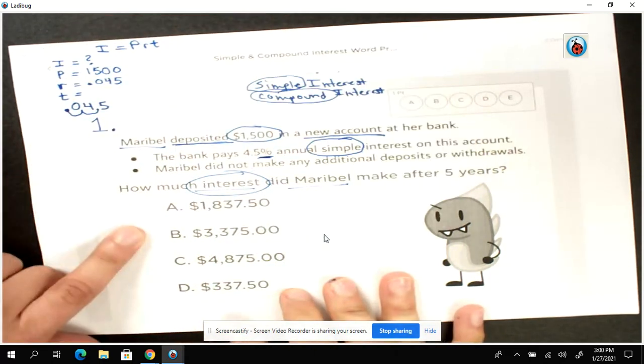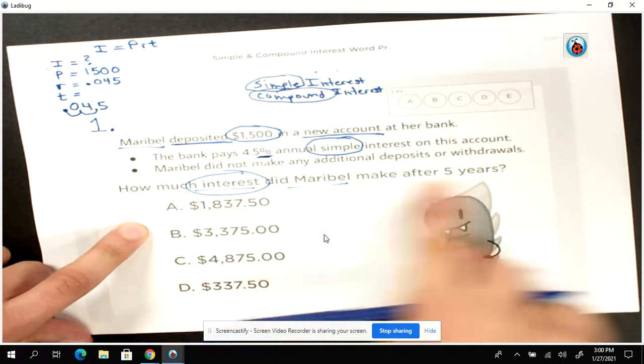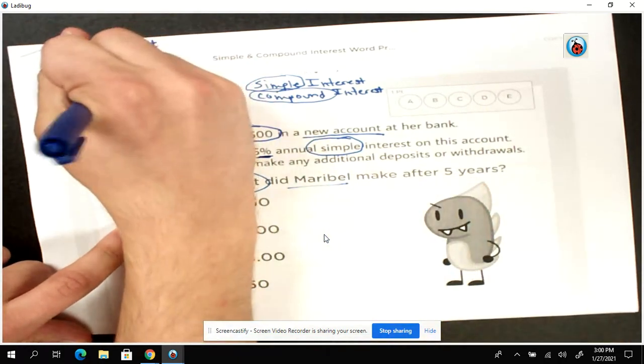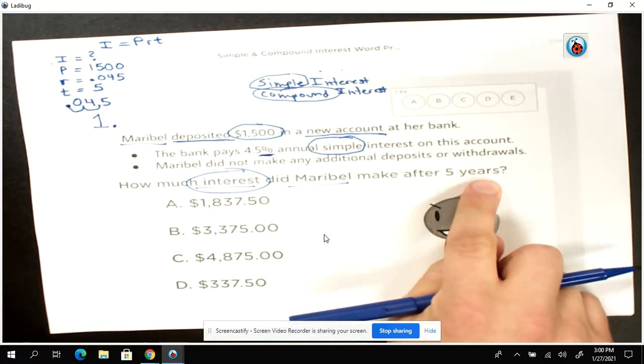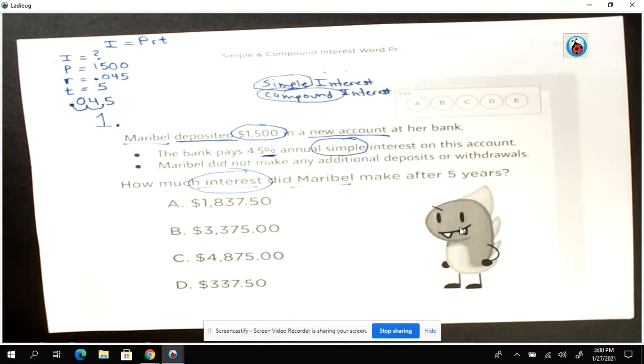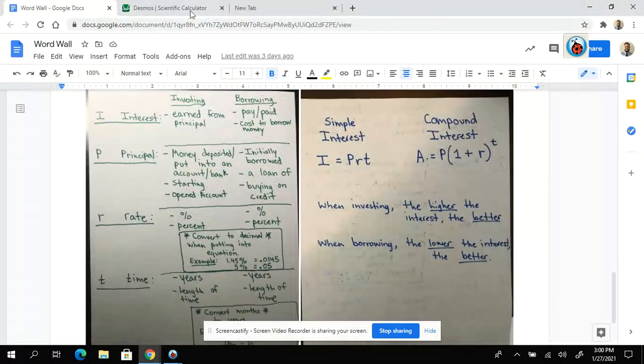The T is how long the interest is earned at the bank, which is 5 years. So our T is going to be 5 years. It's not in months, it's in years, so we can leave that as 5. All right, so now what we're going to do is go to our Desmos.